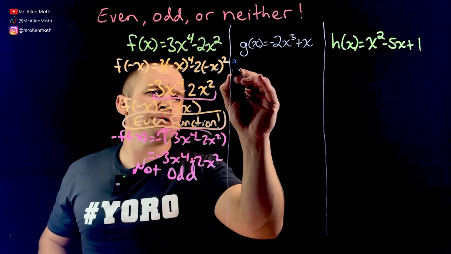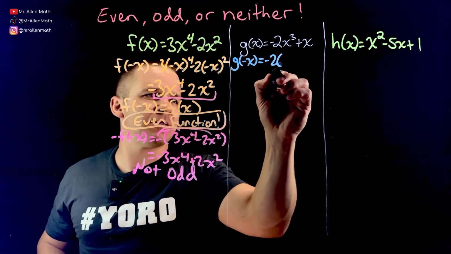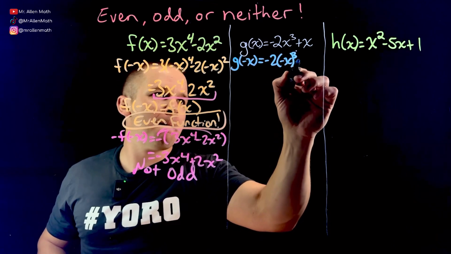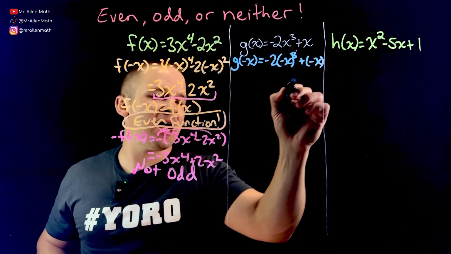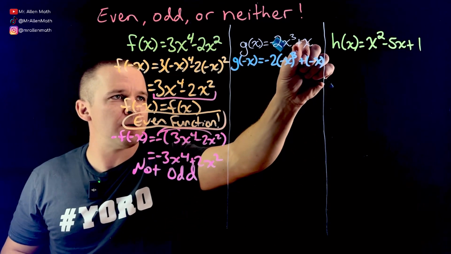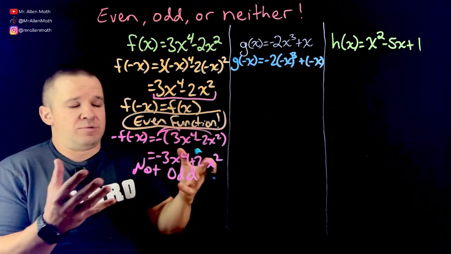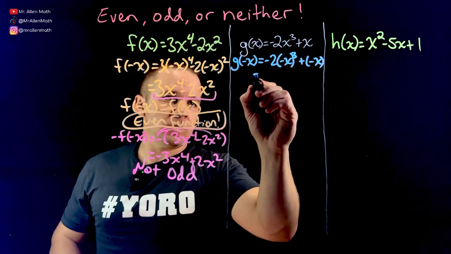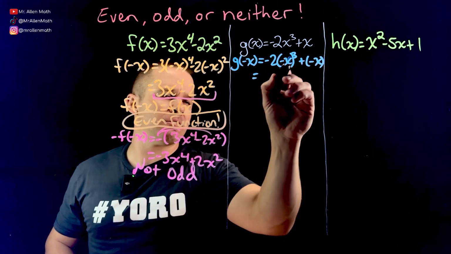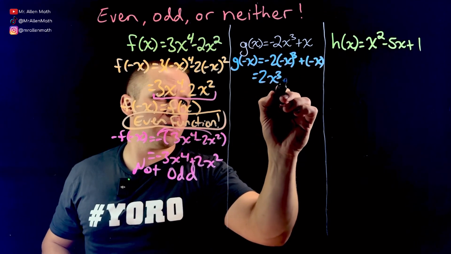All right, so we're going to do g of negative x. That is negative 2, parentheses, negative x cubed, plus, and then we got negative x. So the negative x goes in for both. And now you just do the algebra, right? So we got negative 2. The negative x cubed is going to retain its sign there. So negative negative becomes positive 2x cubed minus x.